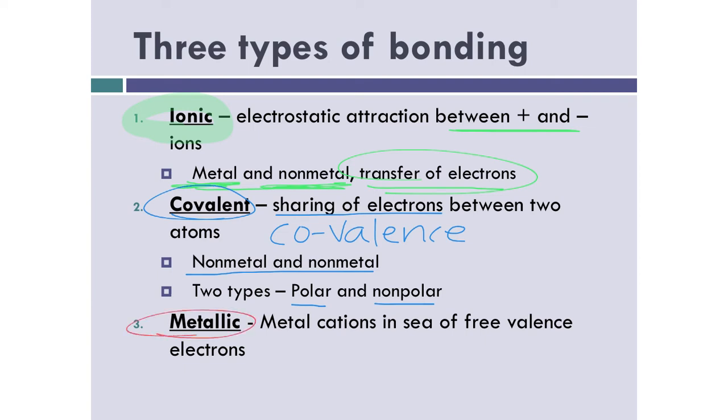And then lastly, metallic bonds occur obviously in metals, and that's where we have the sea of electrons. So there's the metal cations, and then all of the electrons just move freely wherever they are needed. And that's why metals are such good conductors of electricity, because they have free moving charged particles.